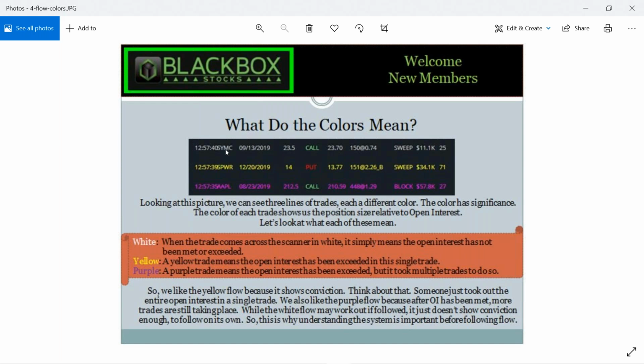So back to the colors. White just means the volume for the day has not exceeded the open interest. Purple, the volume for the day has exceeded open interest. And yellow, the volume for the day has exceeded open interest in that one single trade. So this one trade by itself was big enough to exceed the open interest.